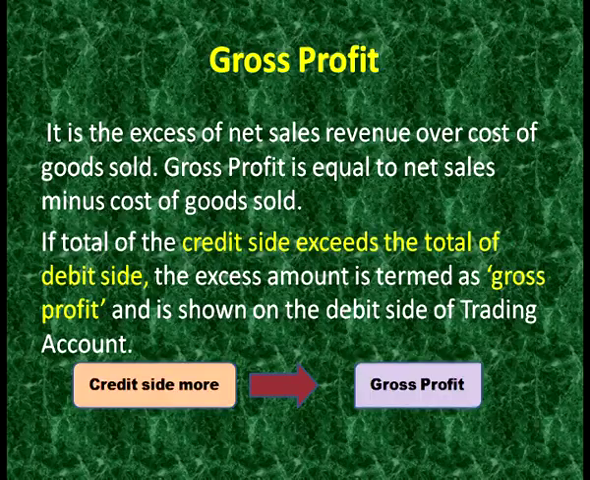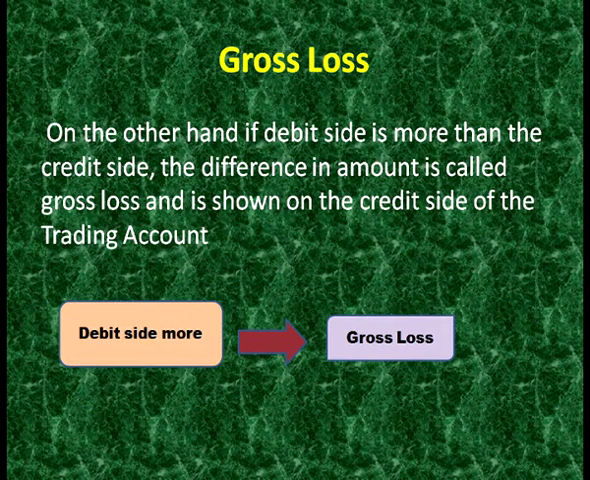So, in the trading account, if the credit side exceeds the total of debit side, the excess amount is termed as gross profit and is shown on the debit side of trading account. Same way, if the debit side exceeds the credit side, then you get a gross loss which is shown on the credit side of trading account.